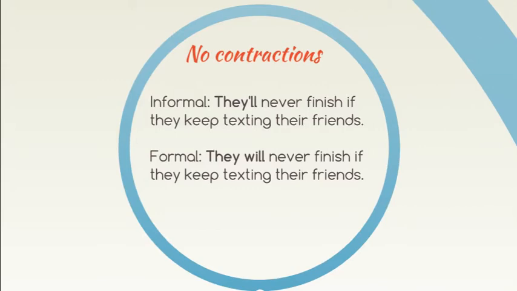Now about contractions. Here is an informal example. They'll never finish if they keep texting their friends. Versus formal. They will never finish if they keep texting their friends. As you can see, not using contractions is one of the simpler ways to stay formal.